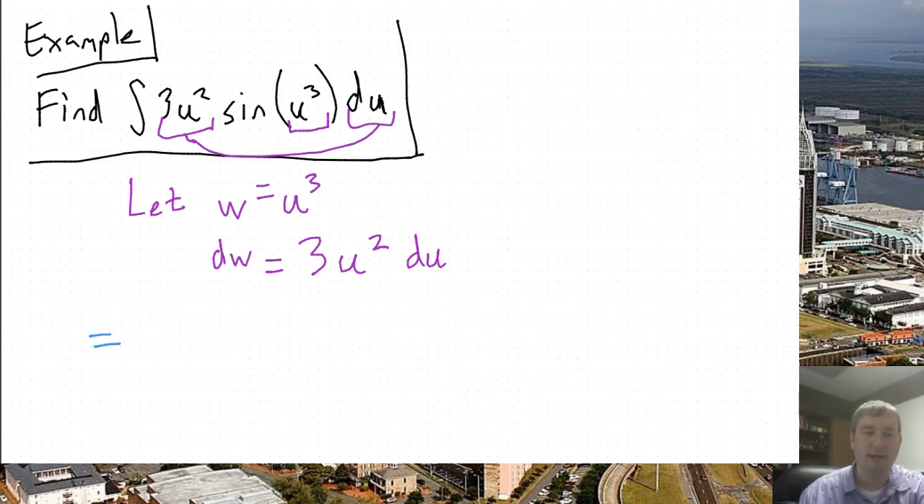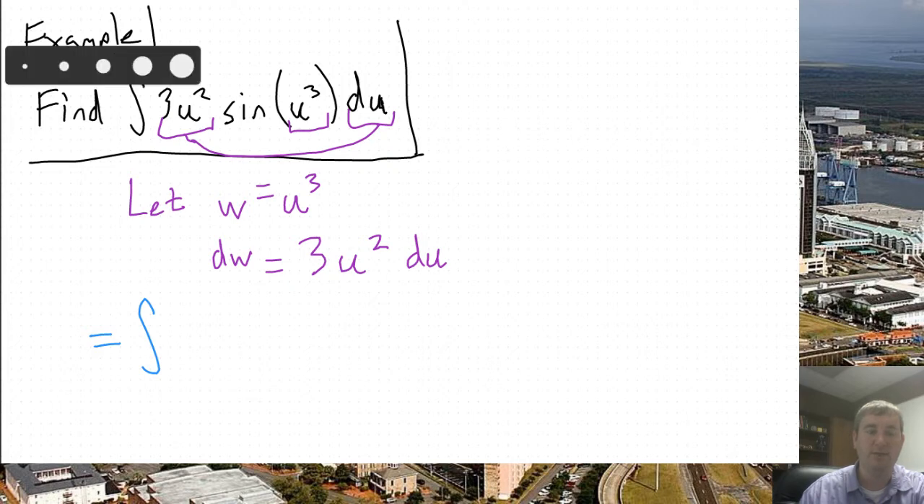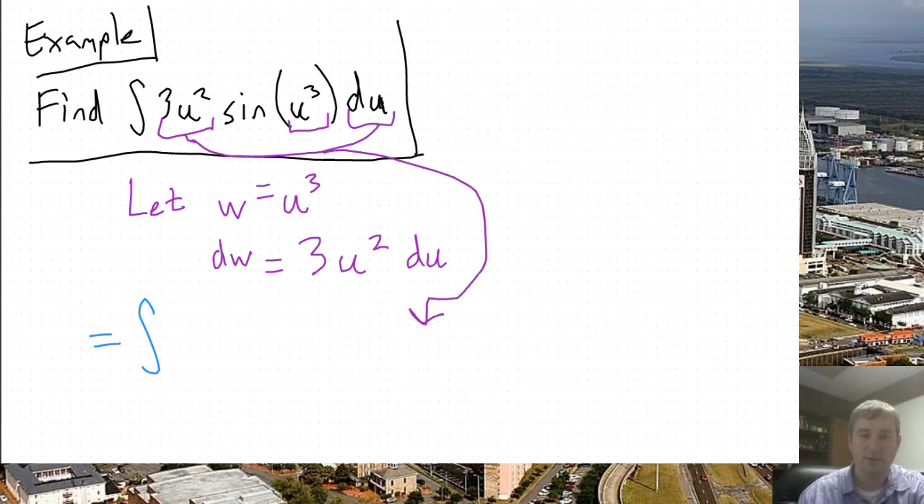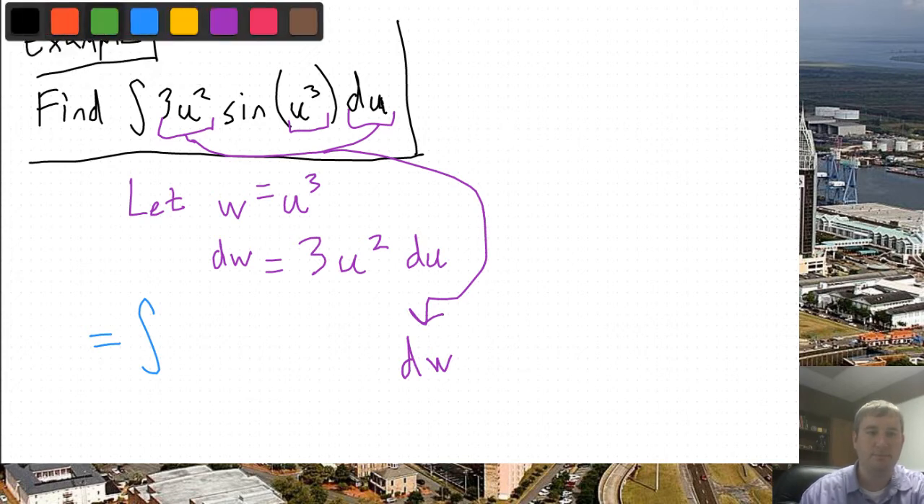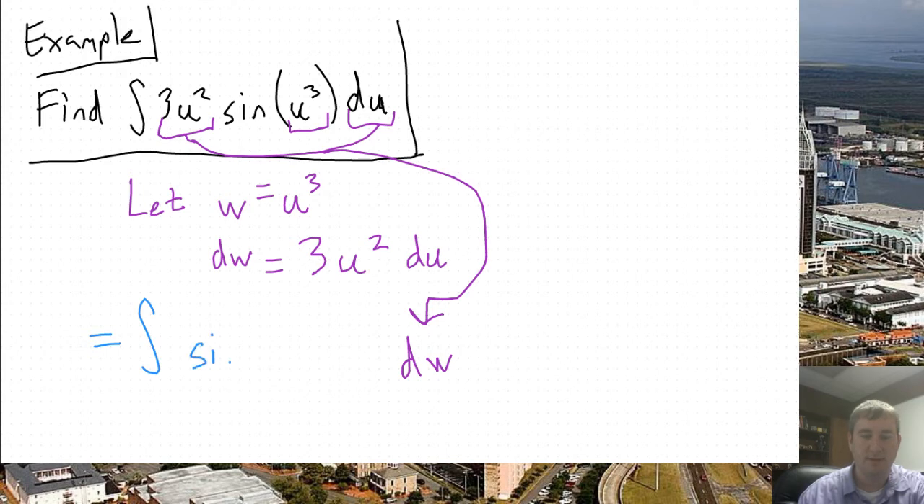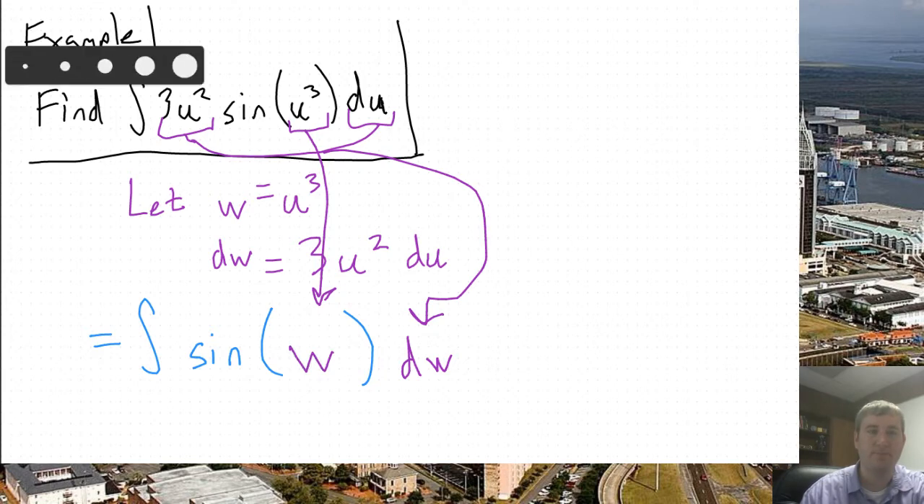and now I'll rewrite the original problem, but I'll replace the 3u squared du. All of that will be replaced with the dw. And then I'll rewrite the sine of, and again, I've got a u cubed, but I've replaced u cubed with w.